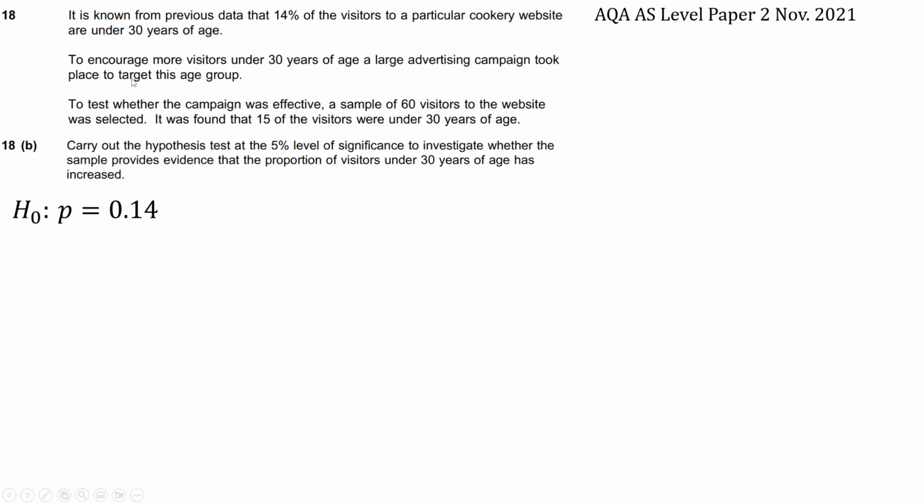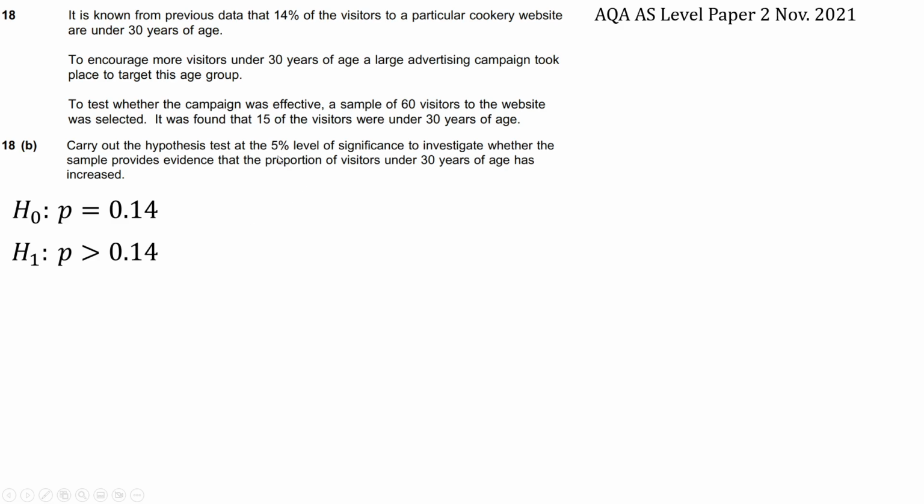Now, there was an advertising campaign to test whether the campaign was effective. They took 60 people and they found out that 15 of them were under the age of 30. We want to carry out a hypothesis test at the 5% level of significance to investigate whether the sample provides evidence that the proportion of visitors under 30 years of age has increased. So they're saying that the probability of people under the age of 30 has increased. Well, if it's increased, that means the probability is greater than 0.14.